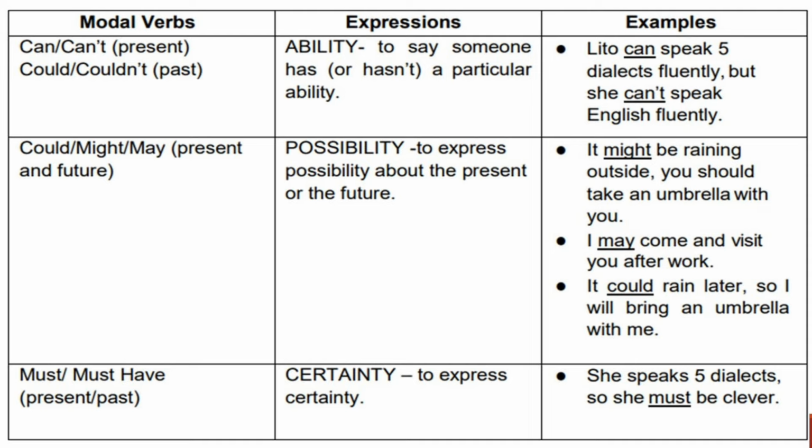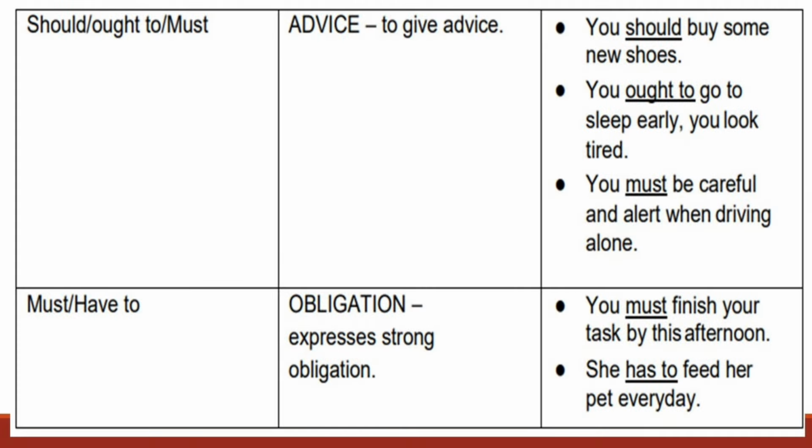And also we have must have for the present or past tense. It expresses certainty. Example, she speaks 5 dialects, so she must be clever. We also have should, ought to, or must. It expresses advice, or to give advice. Example, you should buy some new shoes. You ought to go to sleep early. You look tired. You must be careful and alert when driving alone.